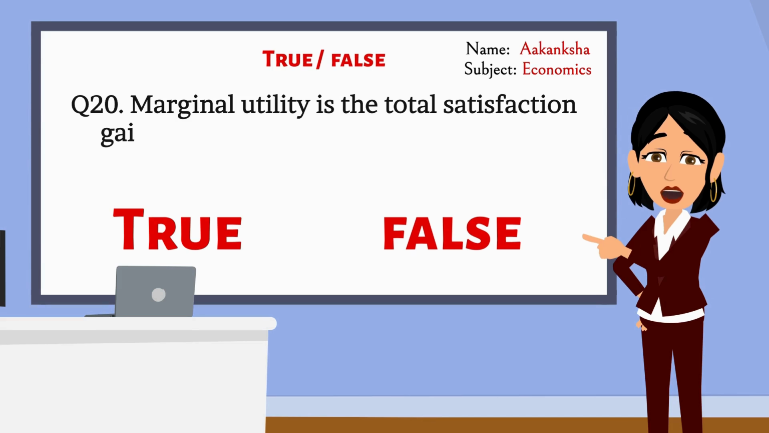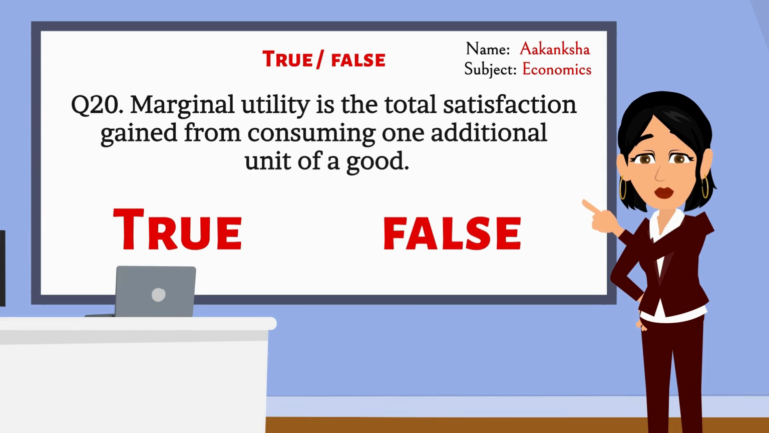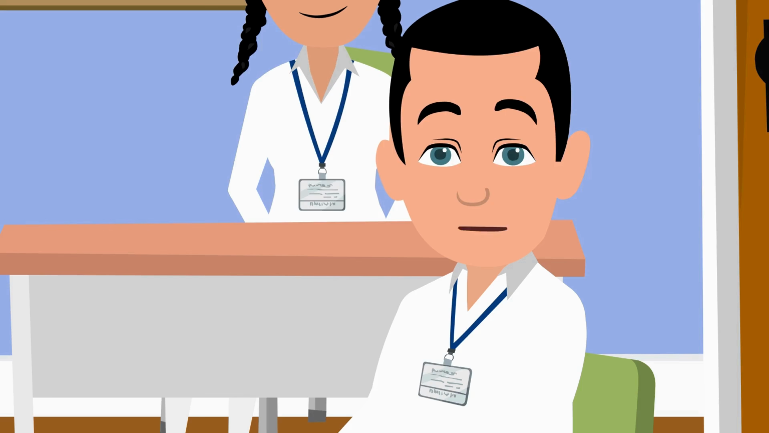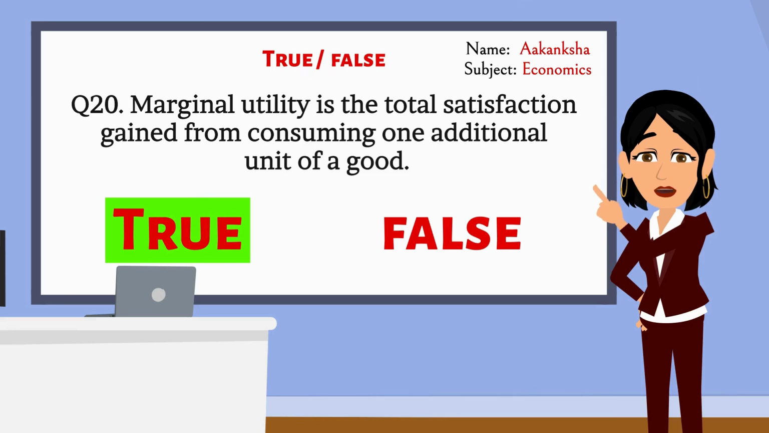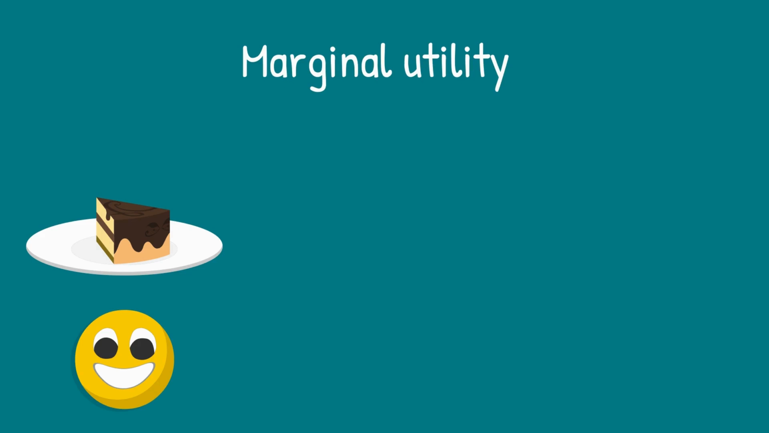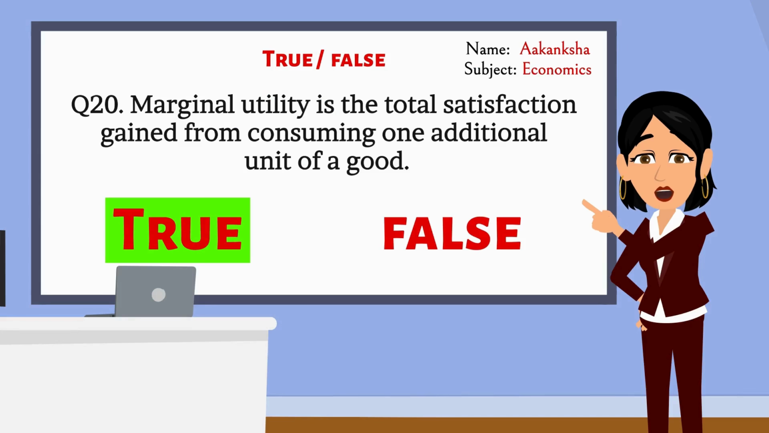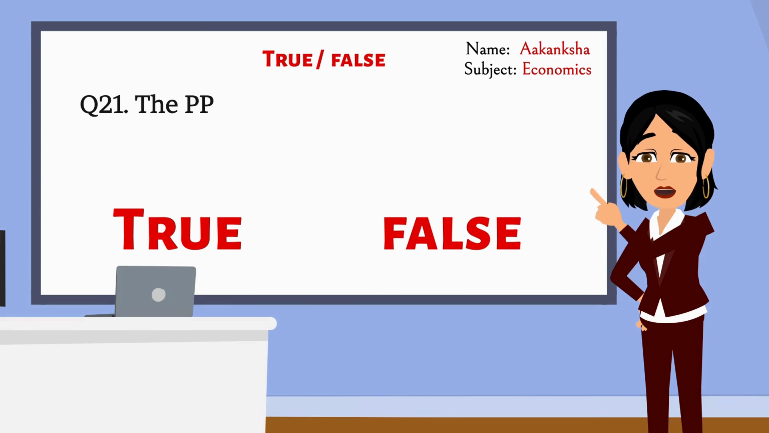Question 20. Marginal utility is the total satisfaction gained from consuming one additional unit of a good. True or false? It's true, ma'am. Correct. Why is that true, Ansh? Ma'am, marginal utility measures the extra satisfaction or benefit from consuming one more unit of a good. Exactly. Nicely explained, Ansh.